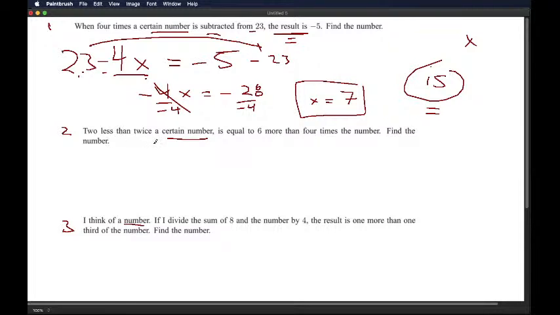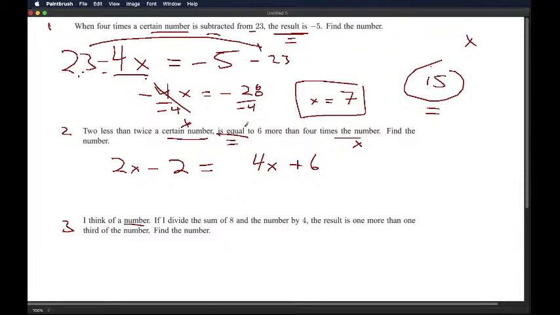2 less than twice a number. So you have twice a number, but it's 2 less than that. And that is equal to, so we know that that's our equal, so that is equal to 6 more. So 6 more, so plus 6 more than 4 times the same number. So we call this x our number, right? 2 less than a certain number. So both of them have x's. All right. So find the number.